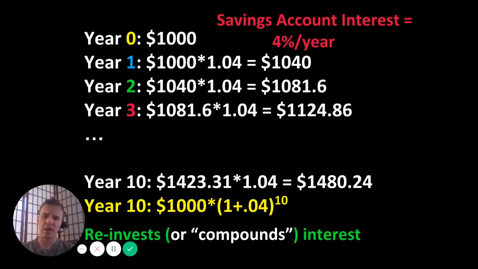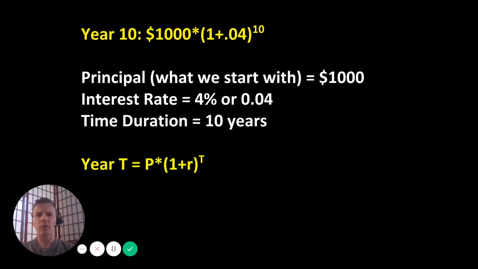And remember, the expression for the value of money that we have in year 10, we could write in this pretty succinct, elegant way, where we say the amount of money we start with is $1,000 times 1 plus the interest rate, which is 4%, all to the 10th power, to the 10th exponent. That is a way of getting at that same value that we have in year 10, $1,480.24.